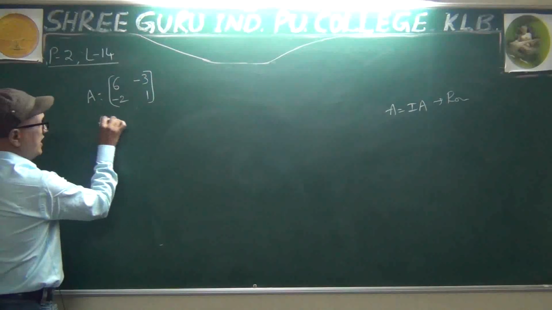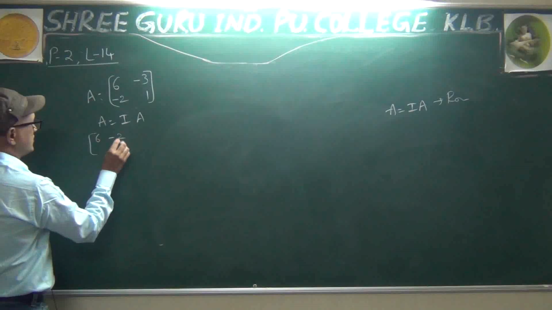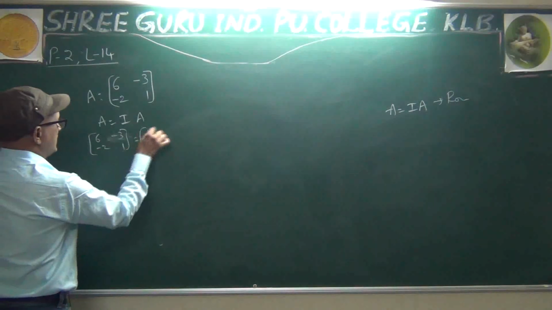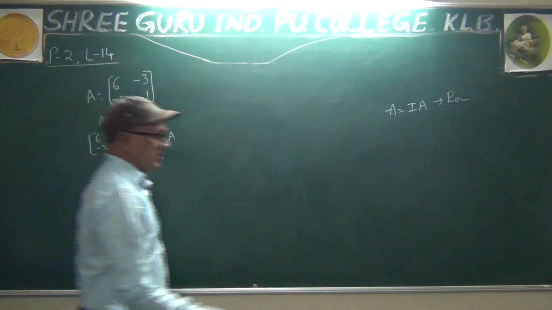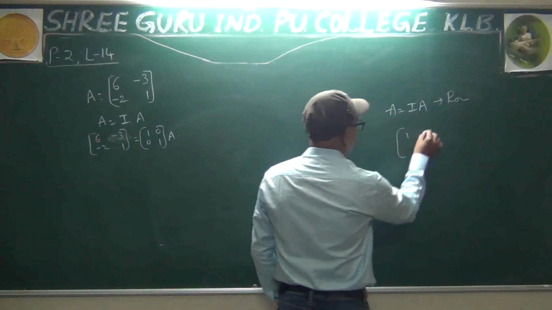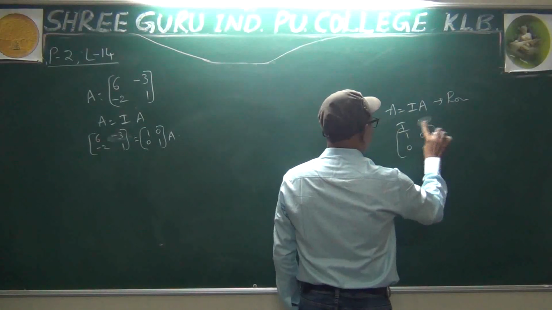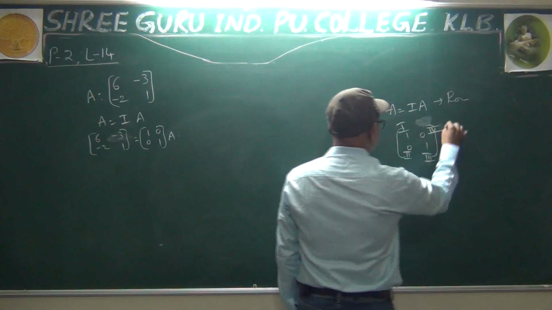This is A equals to I. A means [6, -3; -2, 1]. I means [1, 0; 0, 1]. As per row operation, A = I. This is the first row, this is the second row, this is the third, that is the fourth.